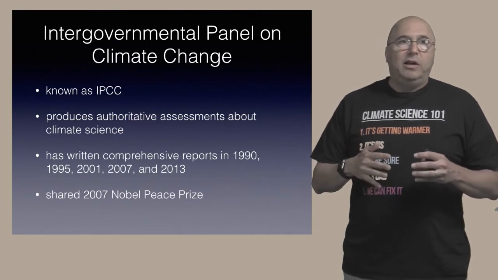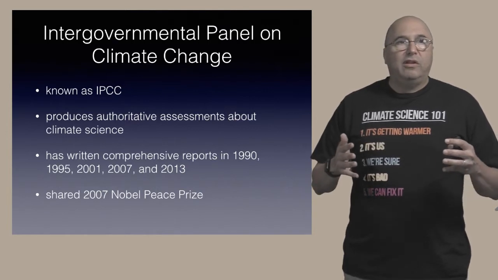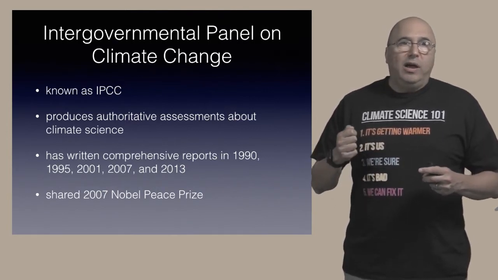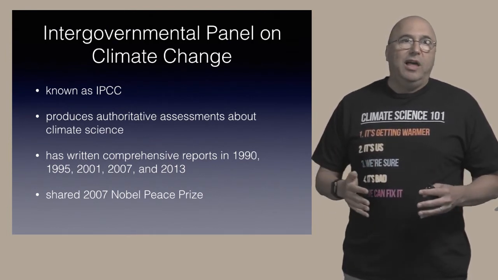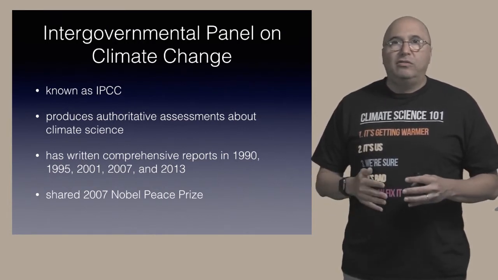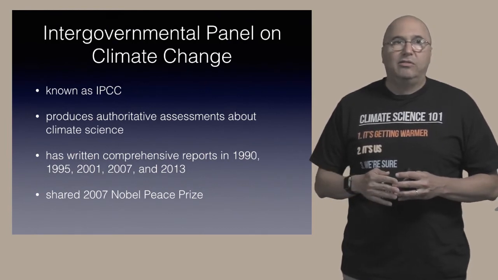The IPCC makes enormous efforts to get the most unbiased assessments of the science, and because of that, IPCC reports are widely regarded as the most authoritative statement of scientific knowledge about climate change. Reflecting this, the IPCC shared the 2007 Nobel Peace Prize in recognition of its work assessing climate science.